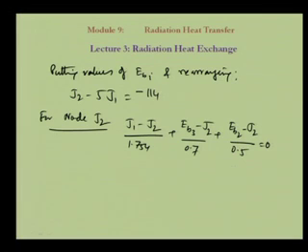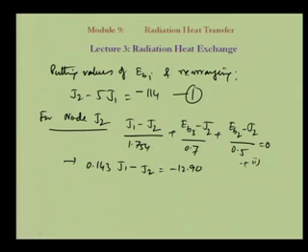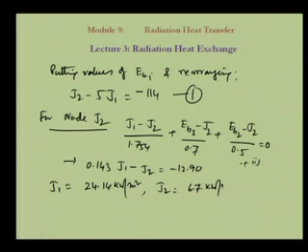Okay. So, for this case again, putting the values and rearranging, this is equation 2, we will get here 0.143 J1 minus J2 equals minus 12.90. From here I will get J1 is equal to 24.14 kilowatt per meter square, and J2 is equal to 6.7 kilowatt per meter square.